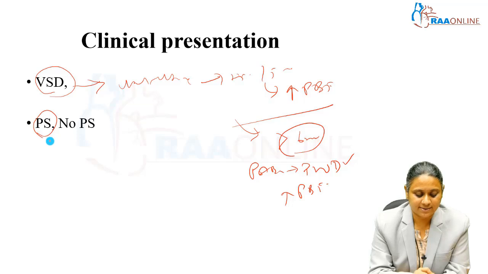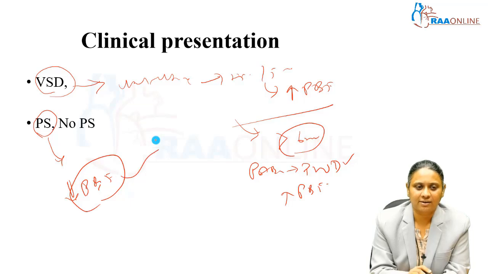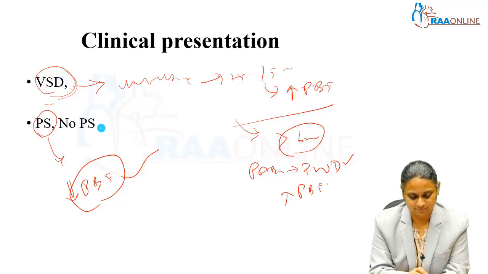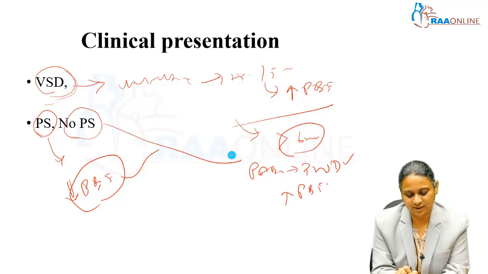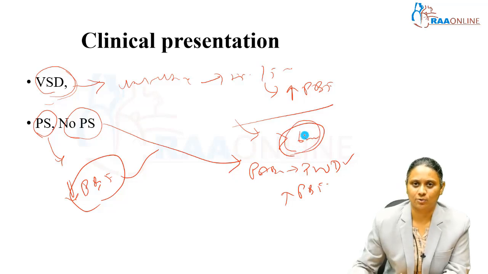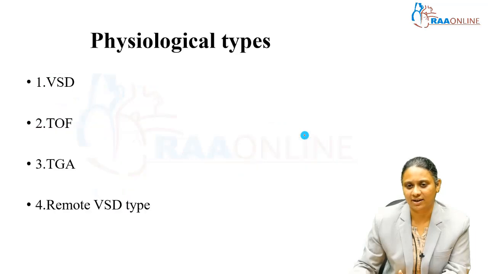Presence of PS means reduced pulmonary blood flow. So there is no banding required. Early closure of the VSD by tunneling, intraventricular tunneling, is the surgery required. No PS, then PA banding or early surgery for VSD closure or intracardiac tunneling repair.